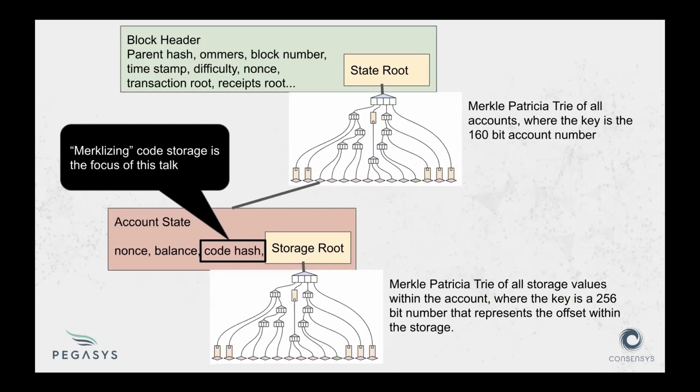So when we're talking about Merkelizing code, we're really saying, let's replace this code hash, which points to and represents some code. We're going to change what's below here so that when we want to say this code was accessed, rather than sending all of the code, we just need to send part of the code.